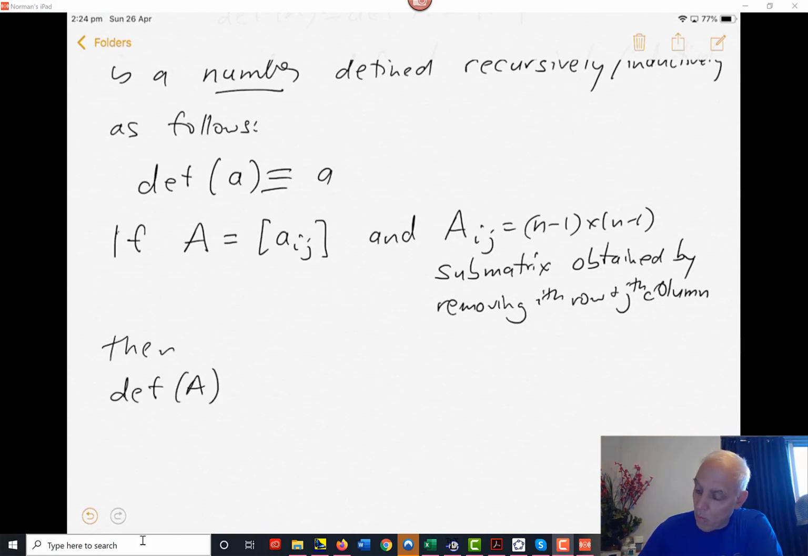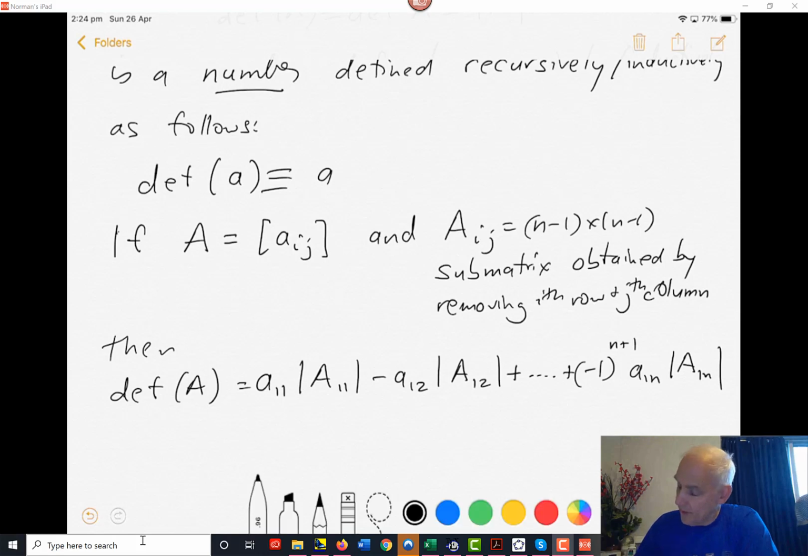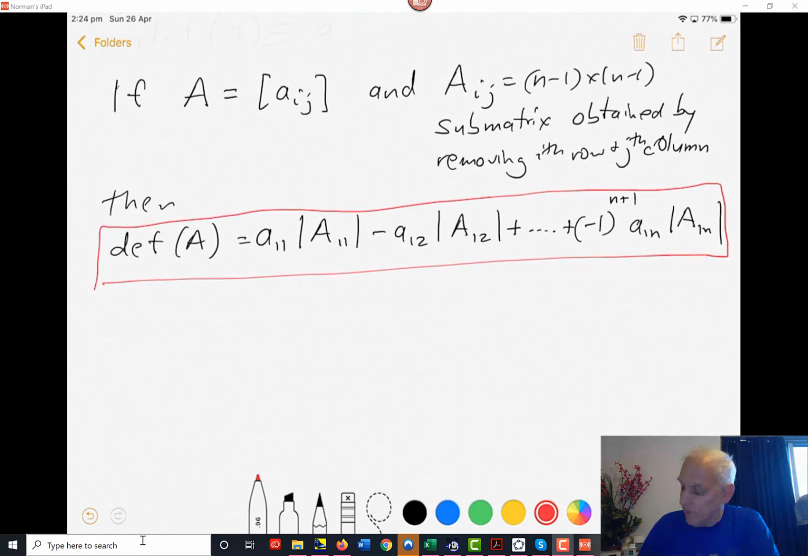Determinant of A equals a_11 times the determinant of A_11, then minus a_12 times the determinant of A_12, and then plus, and then minus, and so on, all the way up to minus 1 to the n plus 1 (n of them altogether; last time I wrote n, I should have written n plus 1) times a_1n times the determinant of capital A_1n. So that's our inductive formula.